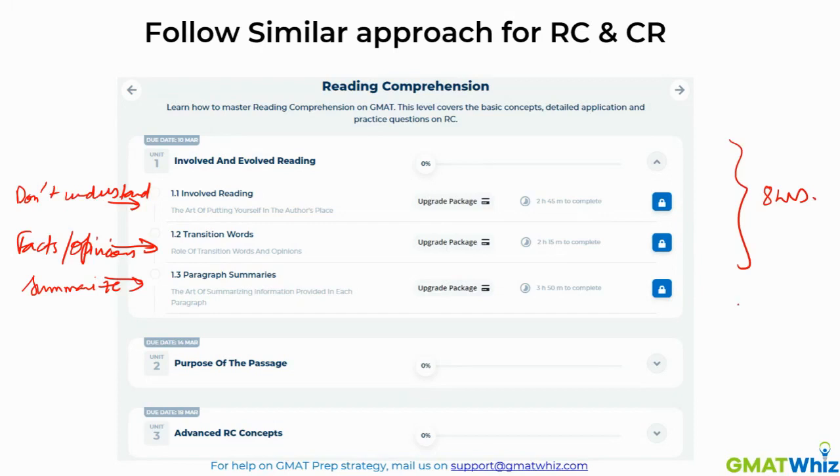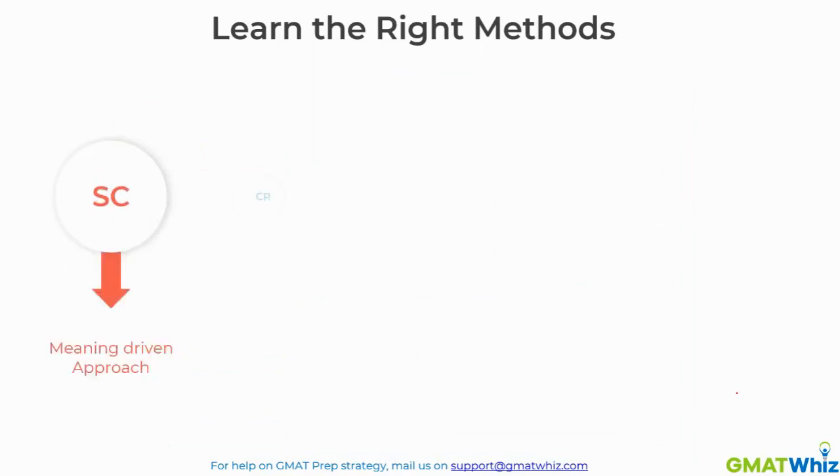And after that, obviously, you will get exposed to the different types of questions, proper passages on those and everything. But the first thing is how to read should be clear in your mind. Then only everything else will follow. Okay, so learn the right method, guys.